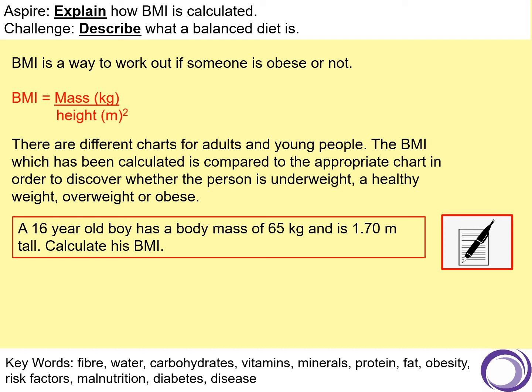So what I'd like you to do for me now is do me a BMI calculation. It said a 16-year-old boy has a body mass of 65 kilograms and is 1.7 meters tall. So I would like you to calculate his BMI. Now, obviously, you're going to need a calculator for this. So if you don't have one in front of you, please pause the video and find one now. I'm going to give you 1.5 minutes to do this calculation. Off you go.